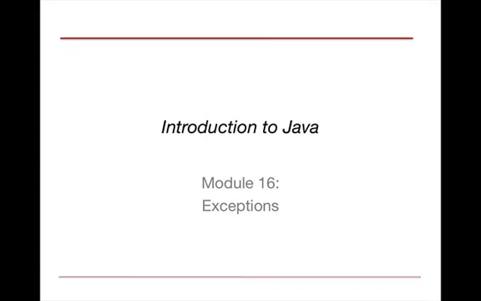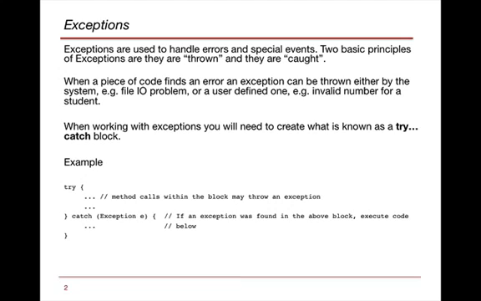So now we're going to take a look at exceptions in Java. And exceptions are basically a form of error handling. There are two basic principles when we talk about exceptions, that exceptions are thrown and then we catch them. So when a piece of code finds an error, whether these are classes that are provided by Java or even user-defined classes, such as a file IO problem or an invalid number for a student, we will basically begin creating what is known as a try-catch block.